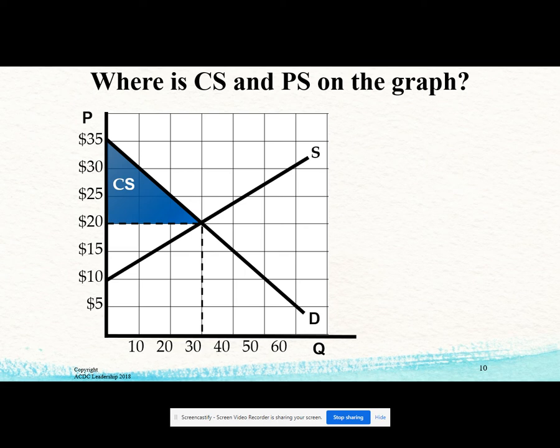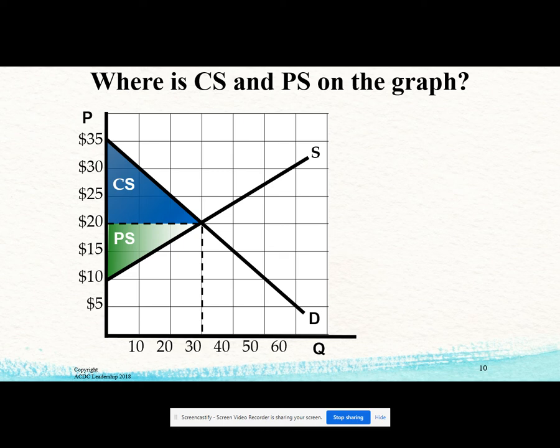And then producer surplus is that. Remember, as we talked about a moment ago, producer surplus is the area above the supply curve, and beneath the price. There's price right there. This wouldn't be it, because it's beneath the price, but it is not above the supply curve.